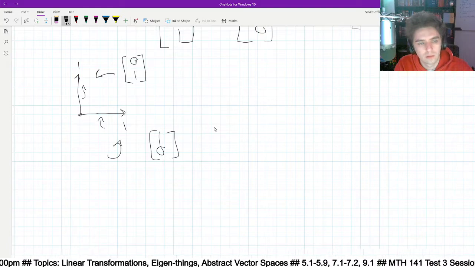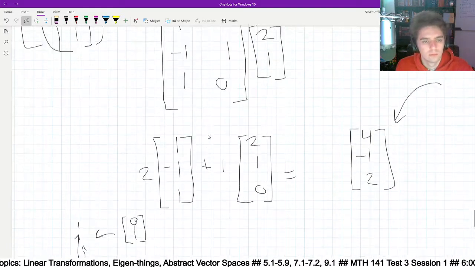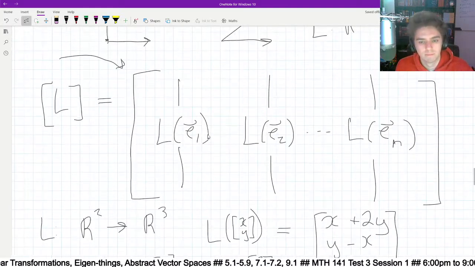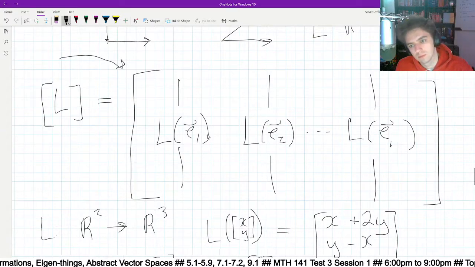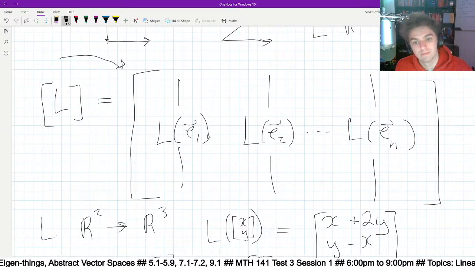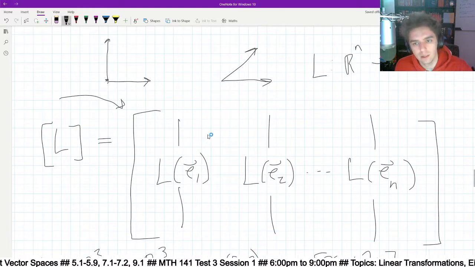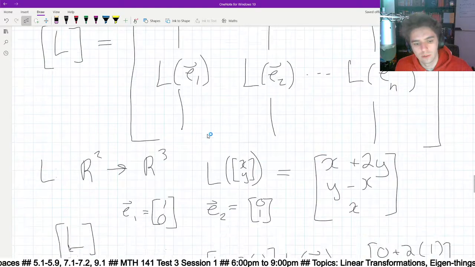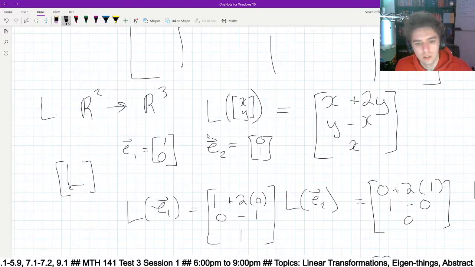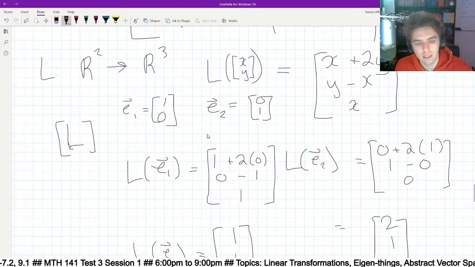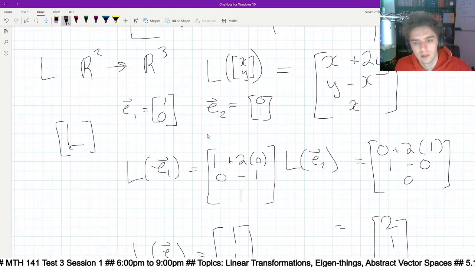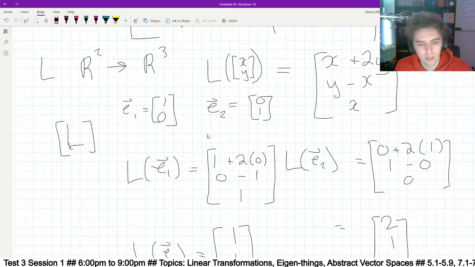Okay, so you had to apply L to En, so that would just be like this. You started from R2, so that's why we just did the first two, right? Exactly. N is the input Rn. For this example, it started in R2, so I only had to apply it to L of E1 and L of E2.